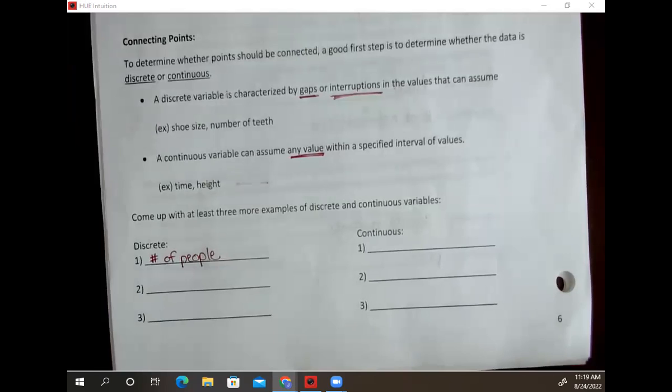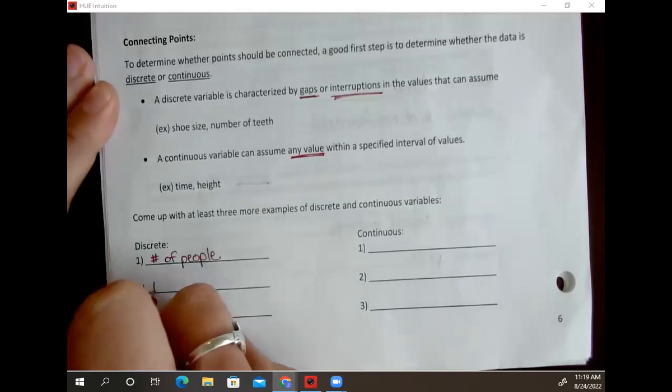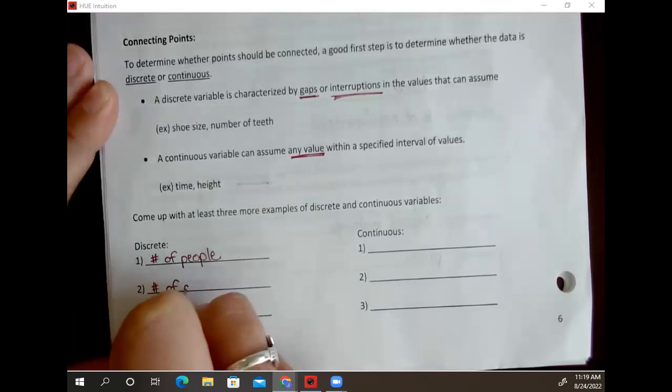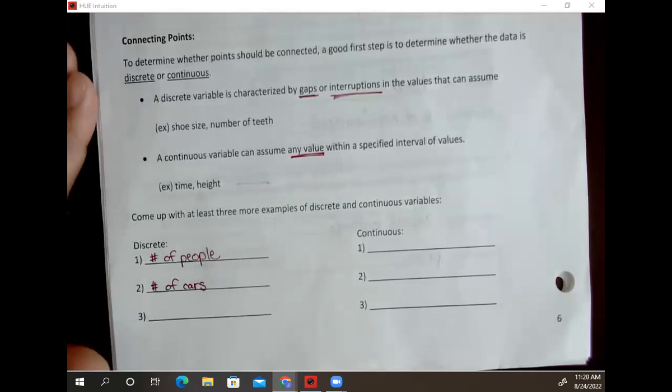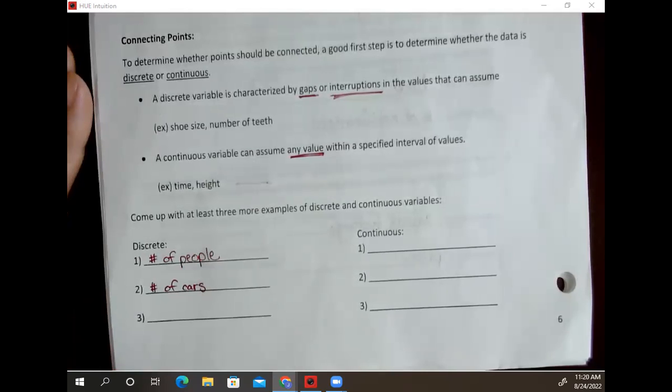What'd you say? Sorry. Cars? Okay, yep, cars. Half a car, not a car. What else? What's something else that would be a discrete variable?